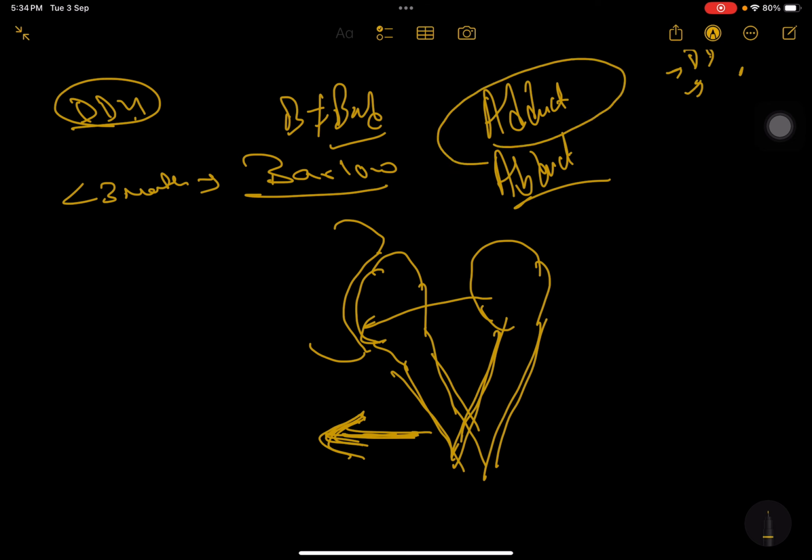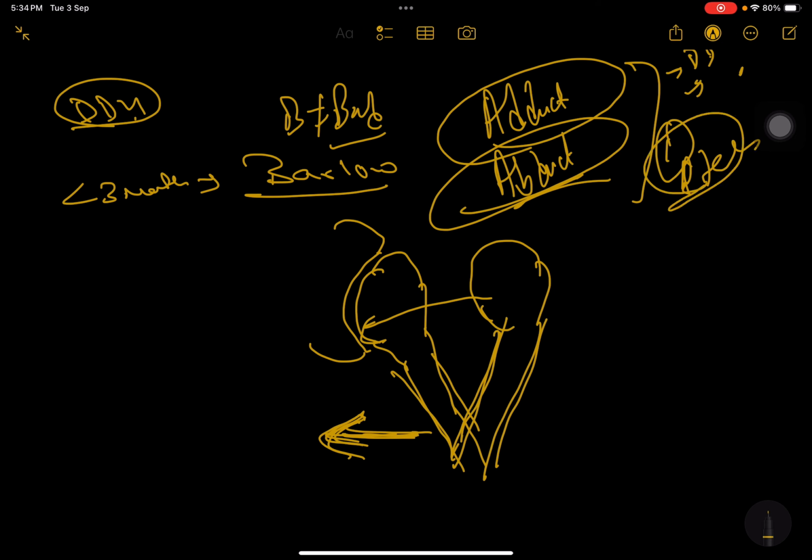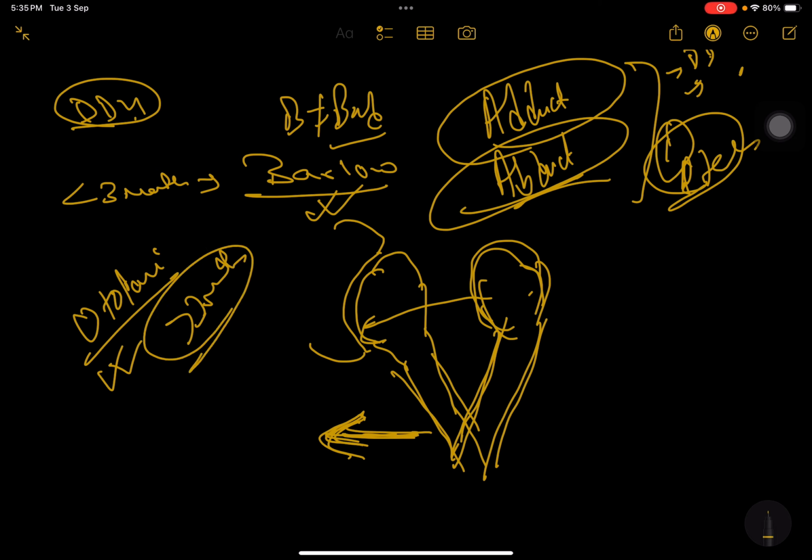So if you do adduction and abduction as one setting of the test, you dislocate the dislocatable hip and again you relocate it. This is known as Barlow's test. If you talk about Ortolani test, it means the hip is already dislocated, so you relocate the dislocatable hip. That is known as Ortolani test, done after 3 months.